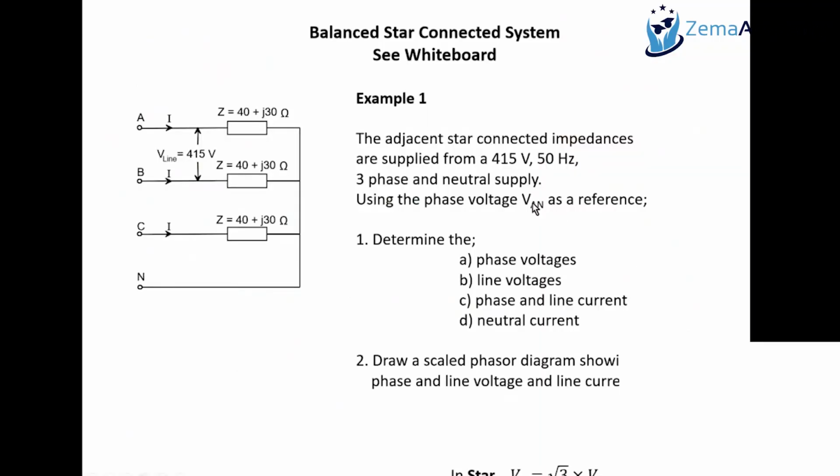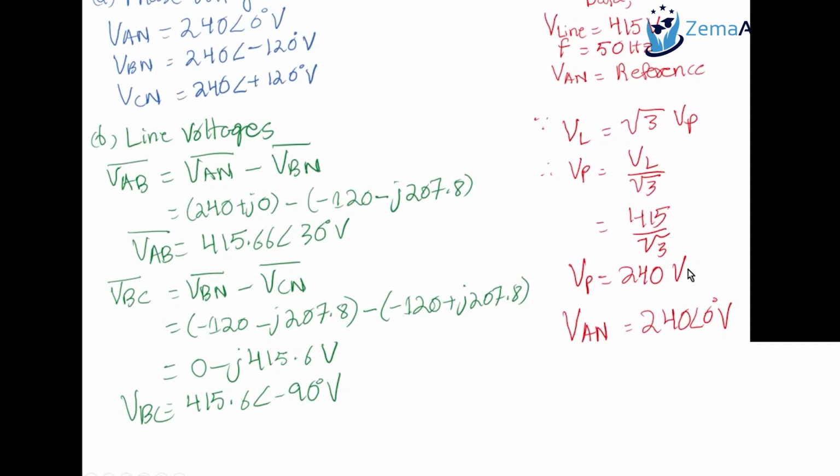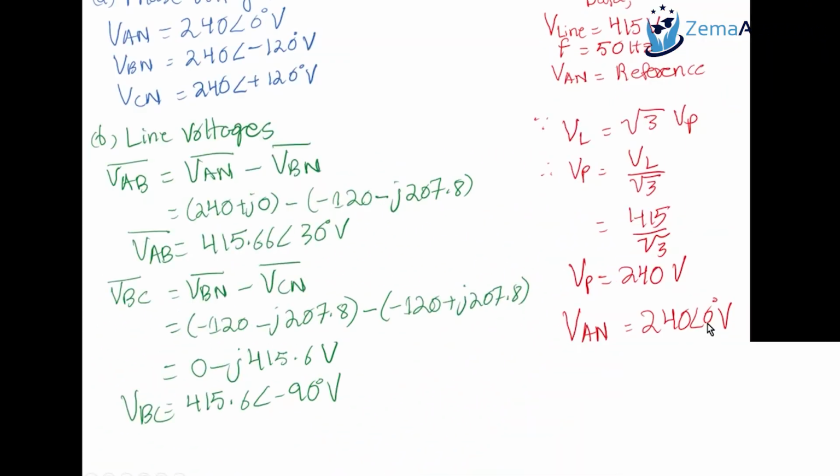The question has already given you VAN as a reference. Reference means angle 0. So if VAN is at the reference point 0 degree volts, that means VBN would be minus 120 degrees, VCN would be plus 120 degrees. We take it as a presumption in each question with the same rotation: 0, minus 120, plus 120.